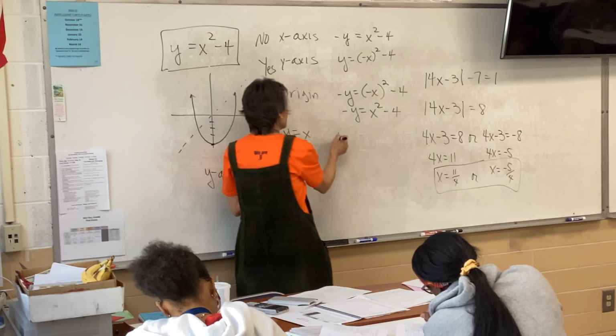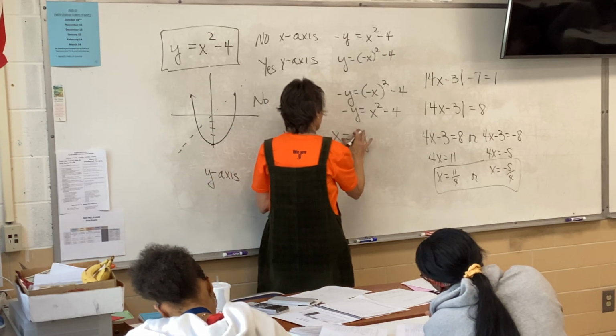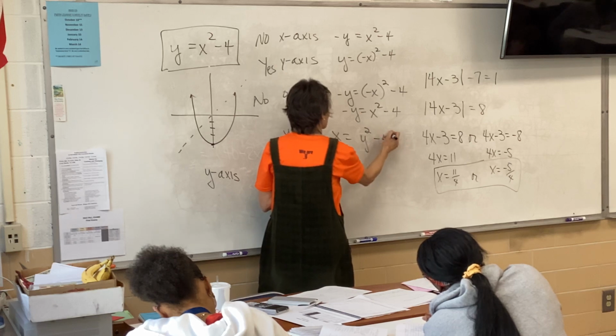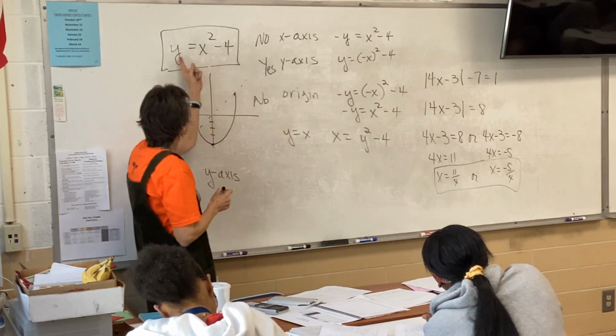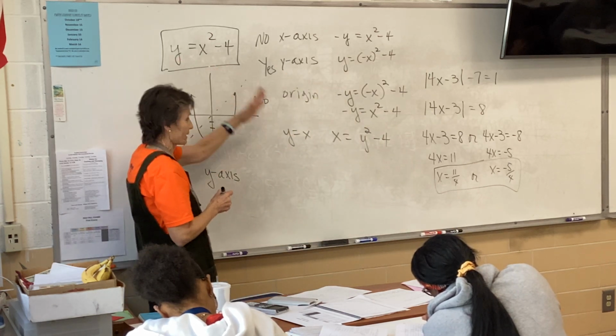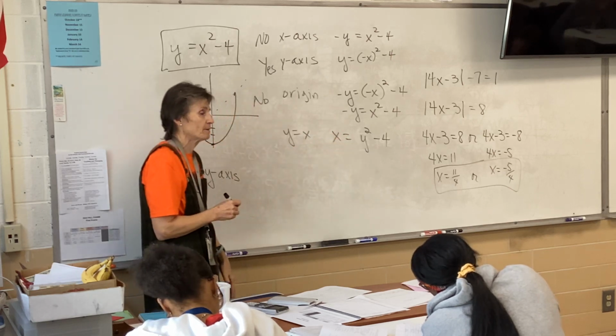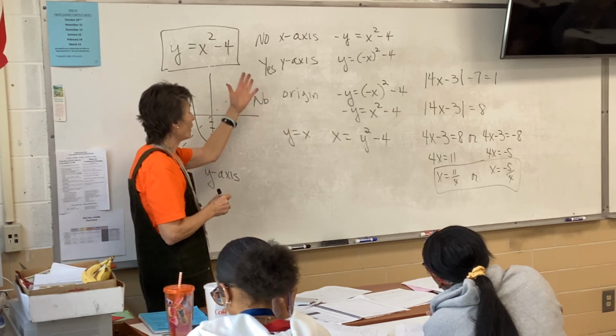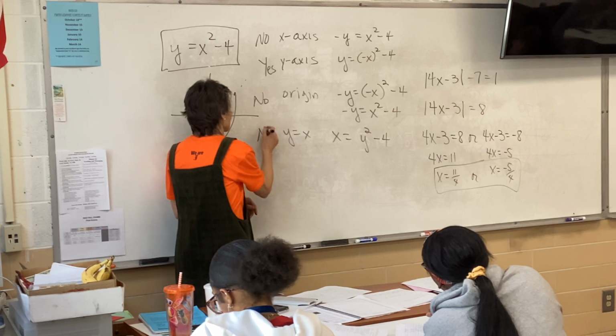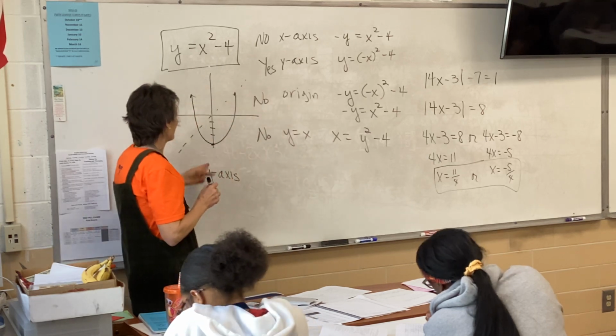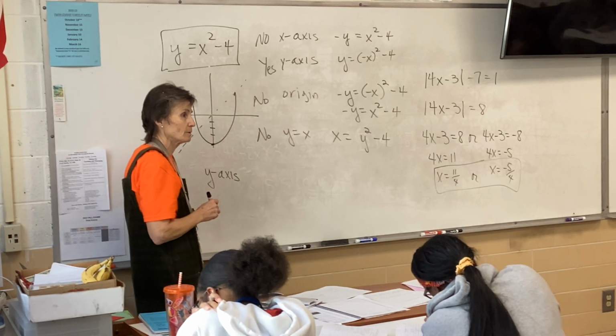And then for the identity, you switch the variables. So just make this an x and this a y. And clearly that is not the same equation. So the only one this has symmetry to is the one that we noticed graphically, okay?